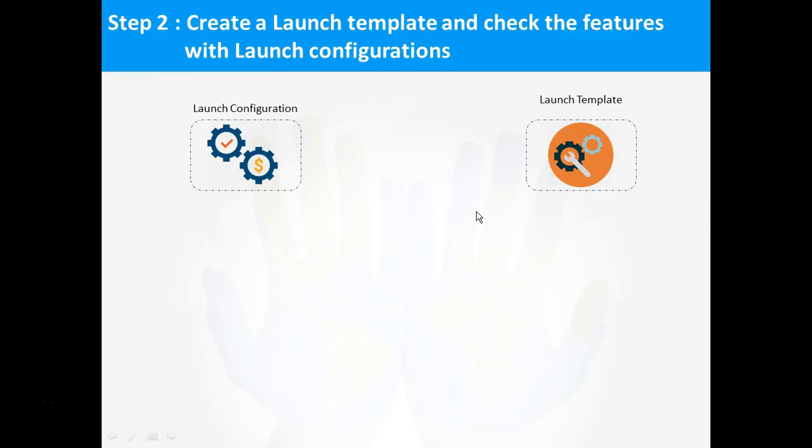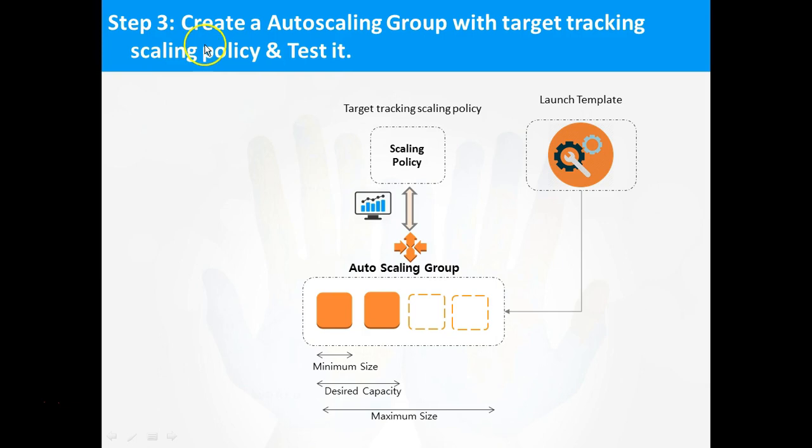Now we are proceeding to the third step. I am going to create an auto-scaling group with a target tracking scaling policy and we are going to test it. Before doing that, we need to know what will happen if I set my scaling policy.